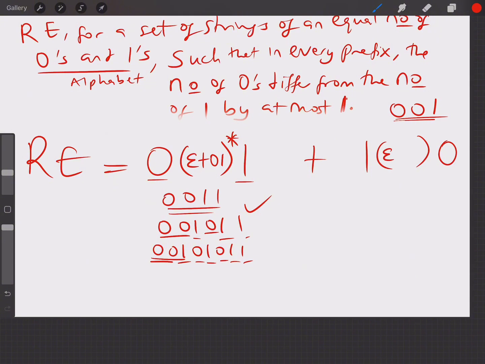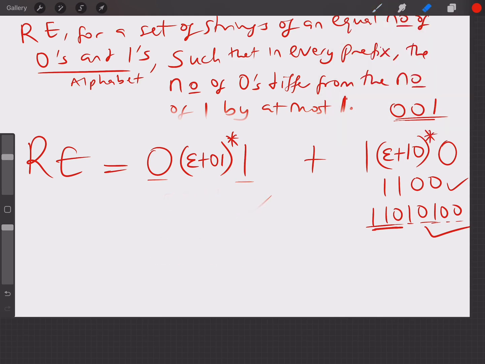We do the opposite of that, where we have the empty plus 1 0. So we'll have 1 1 0 0, which checks out, 1 1 0 1 0 1 0 0, protects the condition and has an equal number of zeros and ones. So that checks out. So we will just loop that and we have our answer.